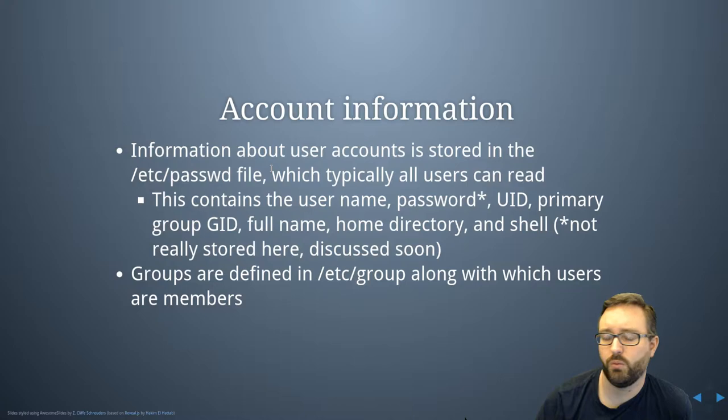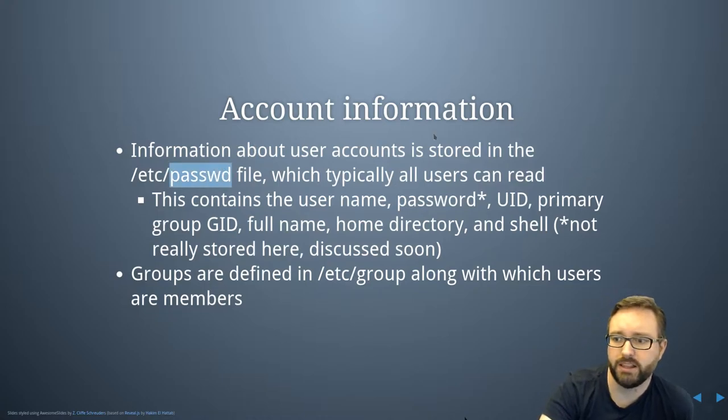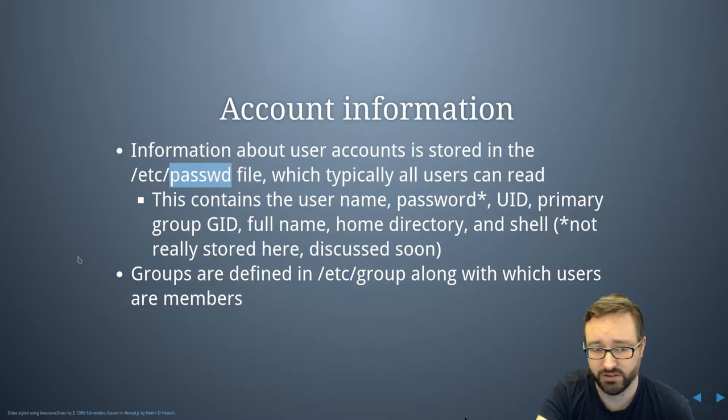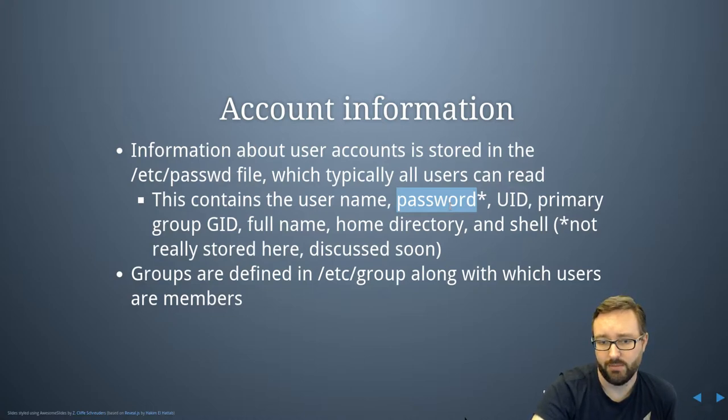So on an actual Linux system, the information about user accounts is stored in the /etc/passwd file, and typically all users can read that. So there's a list of all the users that are on the system, and all the users can see that, and it contains the username, password with an asterisk, UID, primary group, full name, home directory, shell, and some other stuff. But the password is not actually stored anymore in the /etc/passwd file because it is readable to everyone by design. They've moved that now, and we'll talk about that later.